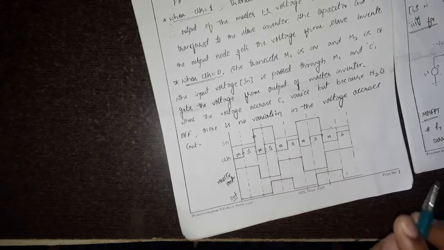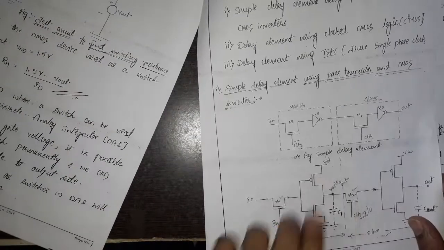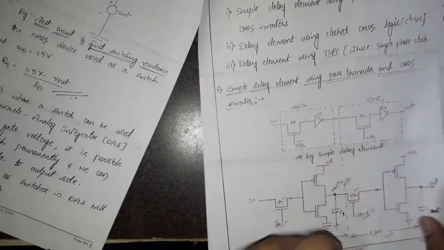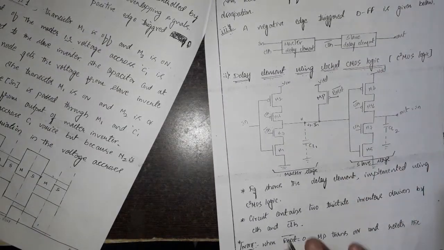of the input value. In the same way, the delay element can be implemented as a negative edge triggered delay element, where the control should be swapped now. If you apply clock here and clock bar here, that will represent a negative edge triggered delay element.